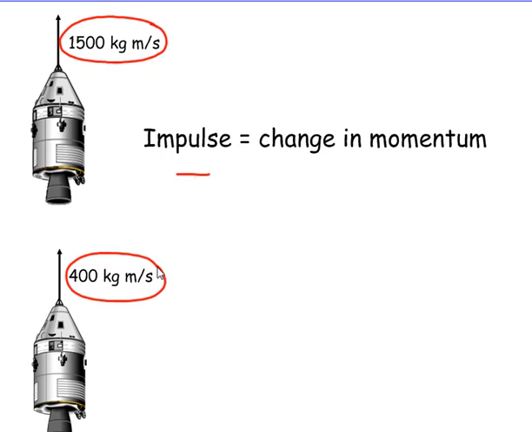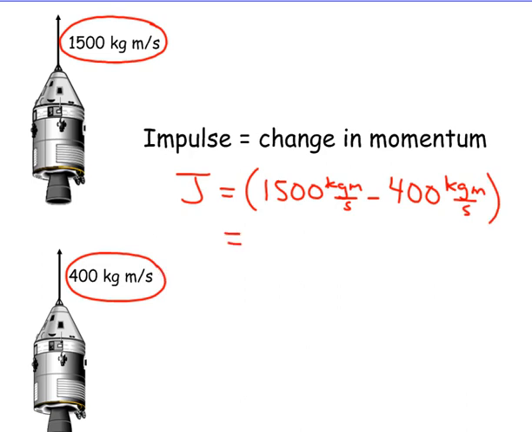So if I'm solving for an impulse, it's equal to the change in momentum. My momentum changed by 1,500 minus 400 kilogram meters per second. So in this case, my impulse is 1,100 kilogram meters per second, or Newton second, whichever you prefer. So I can just subtract to find my impulse.